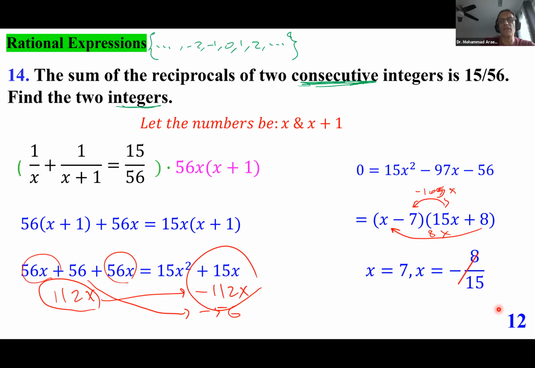So if x is 7, then x plus 1 must be 8. X equals 7, x plus 1 equals 8. Those are the two numbers.